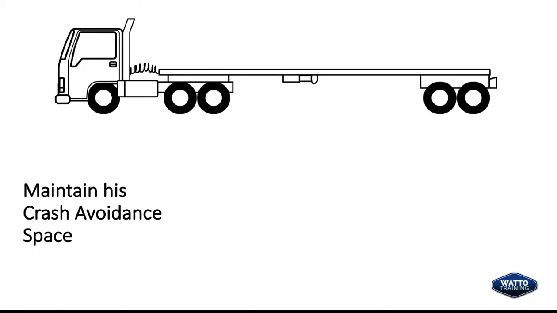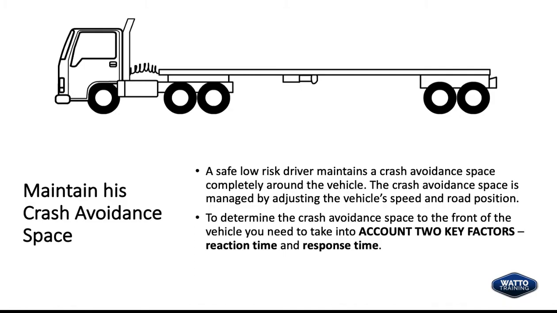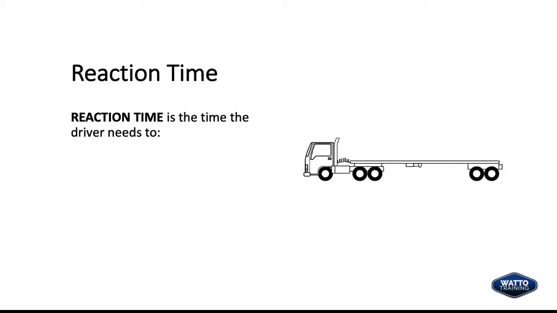Okay, maintain his crash avoidance space. A safe, low-risk driver maintains a crash avoidance space completely around the vehicle. The crash avoidance space is managed by adjusting the vehicle's speed and road position. To determine the crash avoidance space to the front of the vehicle, you need to take into account two factors: reaction time and response time.